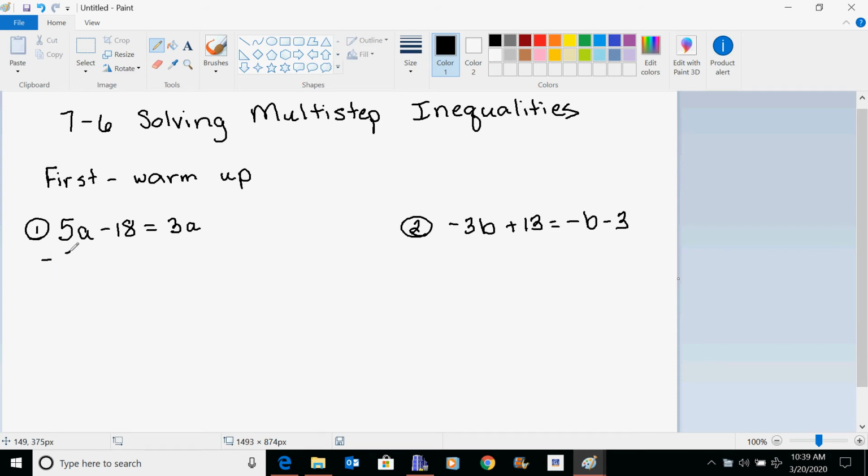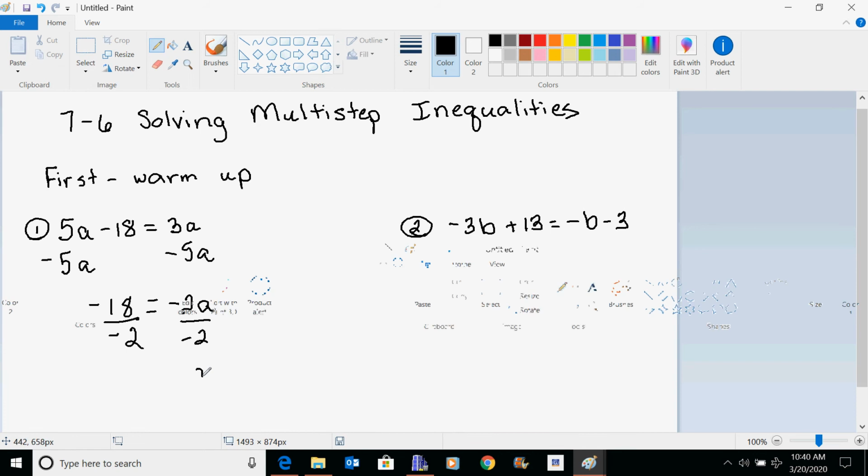Easiest way here, negative 5a, you're taking away 5a from both sides, always remembering to do the same thing to both sides. When you take away this, we're left with the negative 18. 3a minus 5a is negative 2a, dividing by negative 2 to undo the multiplication. So you end up with a equals 9 for this one.